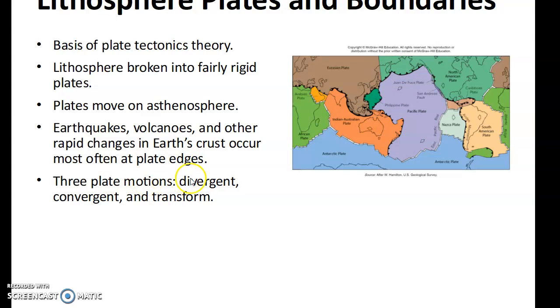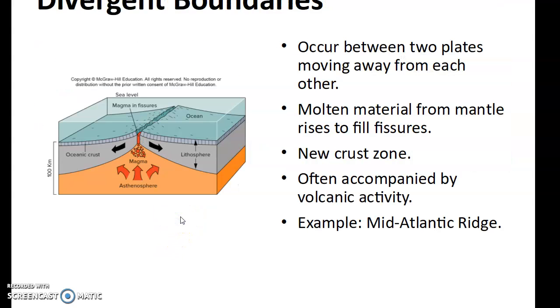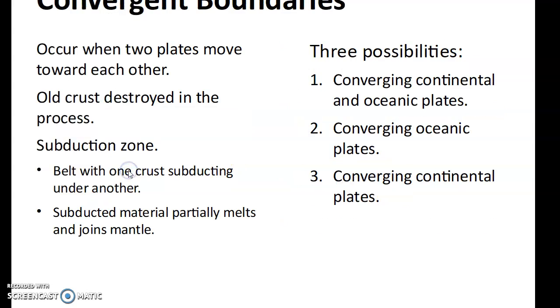The three plate motions are divergent, convergent, and transform. Okay? Divergent, they're moving away from each other. Convergent, they're moving towards each other. Transform means that they are shifting along the plane. One's going up and one's going down. Divergent boundaries occur between two plates moving away from each other. Molten material rises to fill the fissures, and a new crust zone occurs. An example of this is the Mid-Atlantic ridge there.